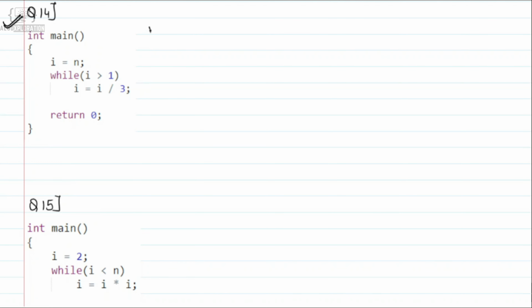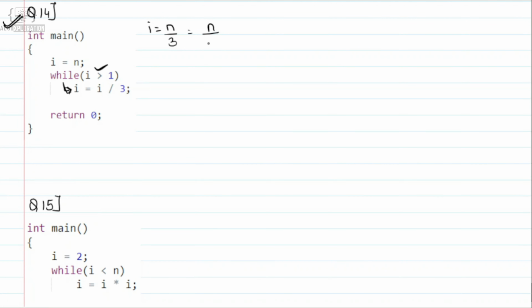Here the value of I is n. Assume that this condition is satisfied. Now due to this we will go inside the while loop. So we will be dividing I by 3. Then again it will check whether I is greater than 1. Assume that it is greater than 1. Again we will divide I by 3.